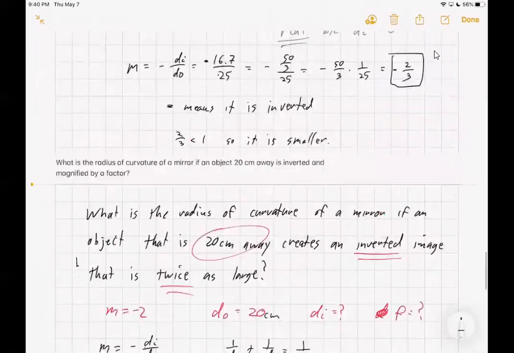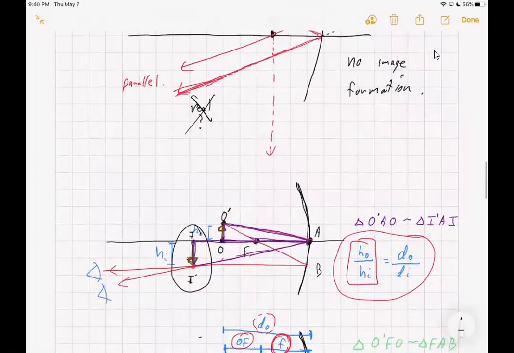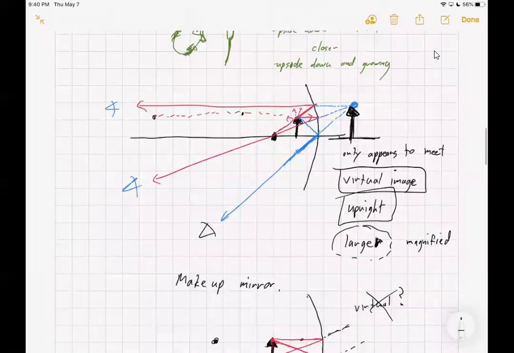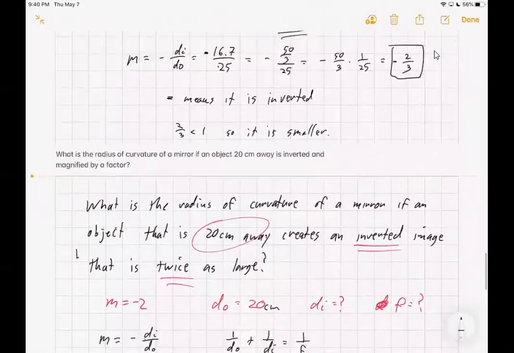In fact, let me see if I have that. Yes, we do. Okay, it would correspond to this picture right here. We can see that when the object starts inside of the focal point, we should get a virtual, upright, large image. So that was the ray tracing that would roughly correspond to this problem. Now let's solve the problem and see what happens mathematically.